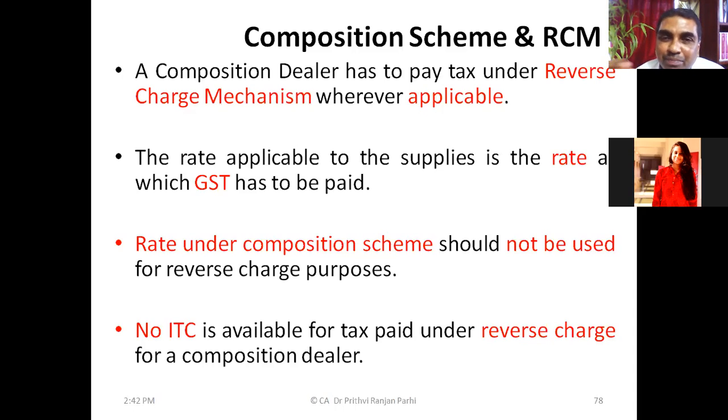But you yourself are availing an advocate service. Now advocate service is coming under RCM, is it not? Let us say the advocate has billed you 10,000 rupees. Now on this 10,000 rupees, you have to pay GST under RCM or reverse charge mechanism because you are the recipient of the service, recipient of the supply. The question is, on that 10,000, will you pay at 1% or will you pay at 18%? What should be your answer?